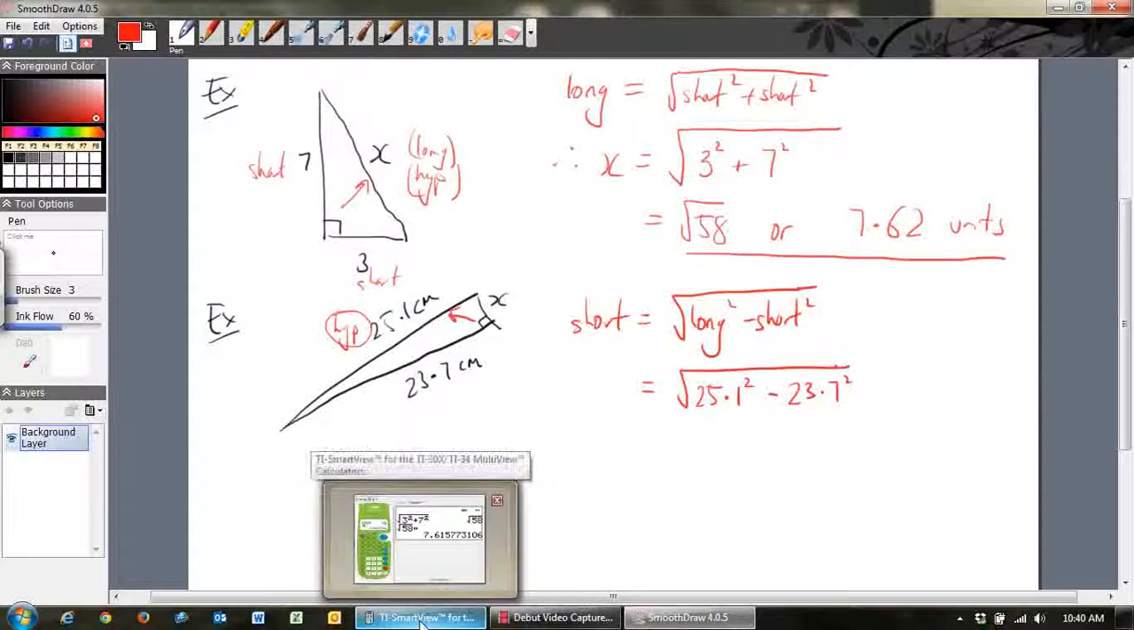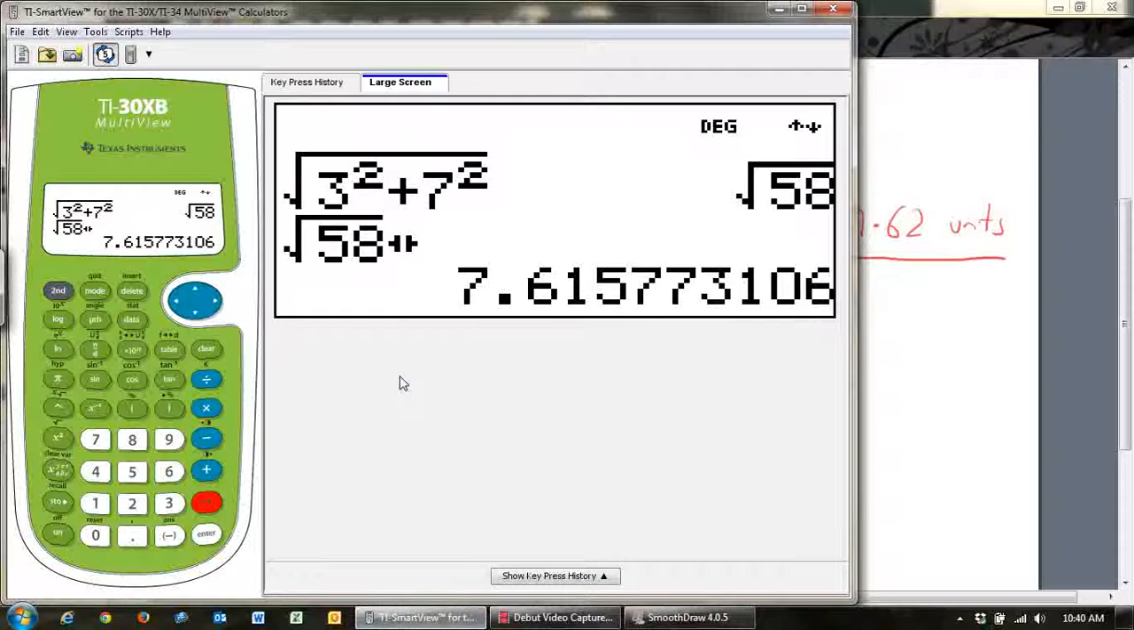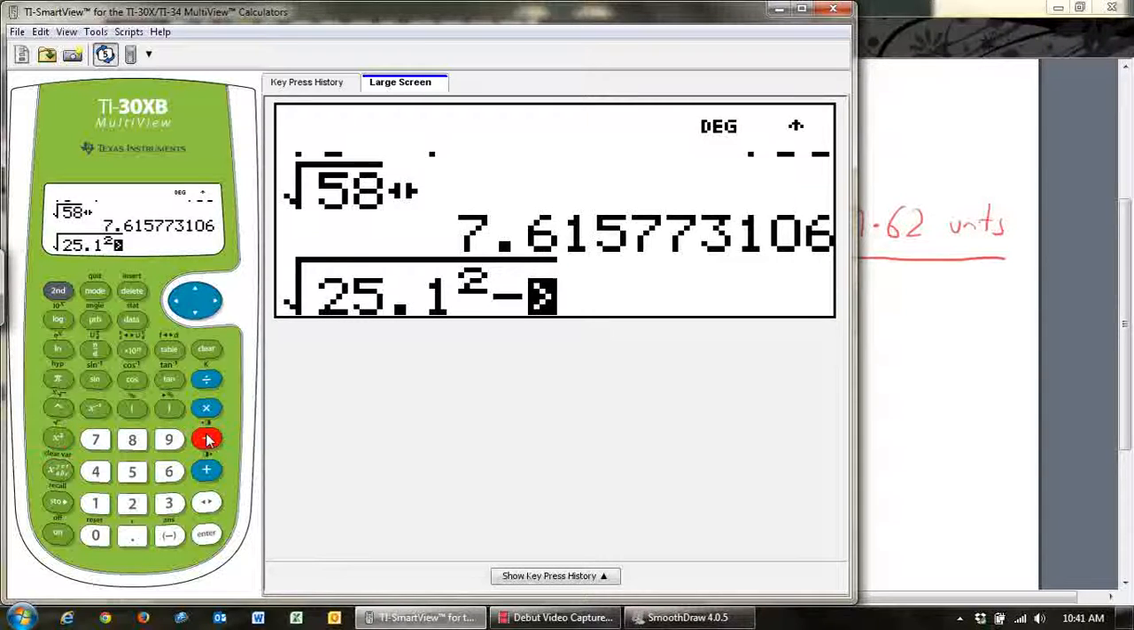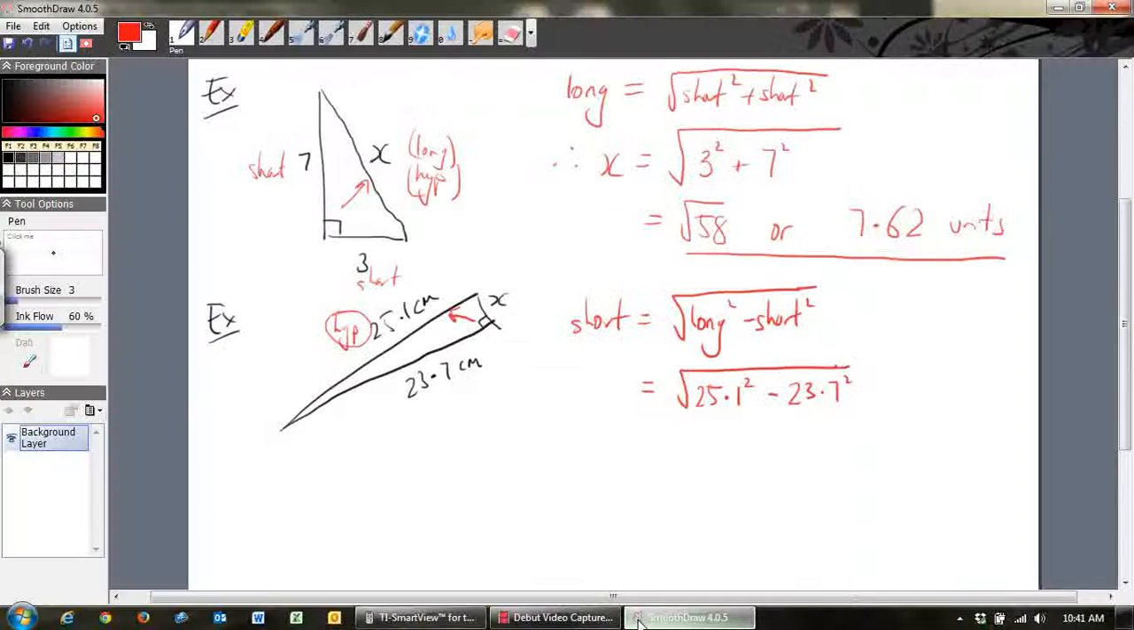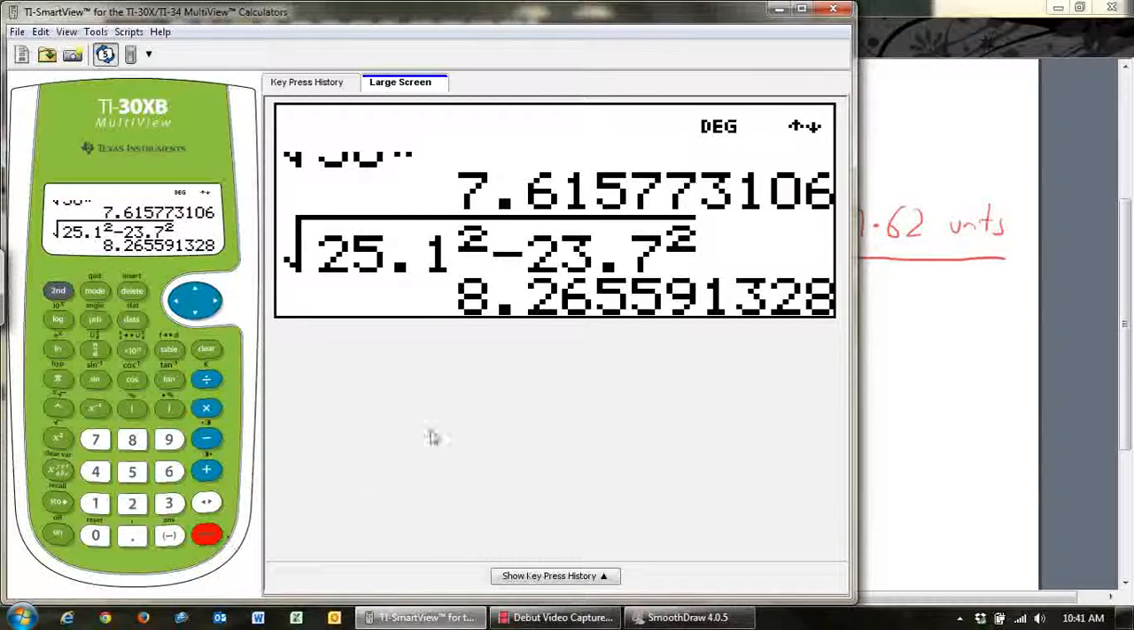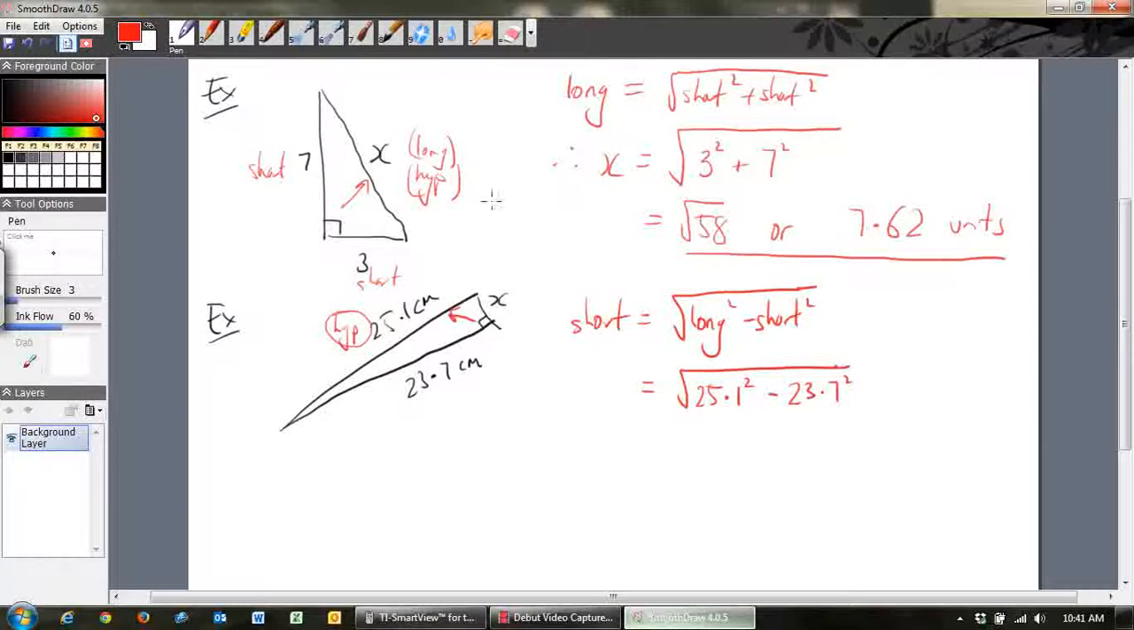Again, pull out your trusty calculator. It's very hard to do these questions without it. We want the square root of 25.1 squared minus 23.7 squared. Always press to the right to get out of the square root, and press enter, and there's your answer, 8.27.